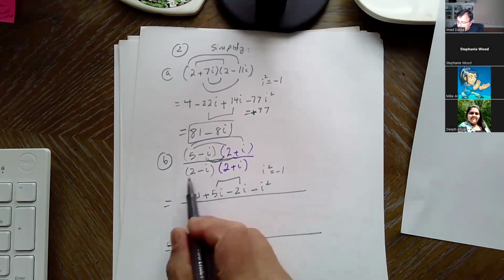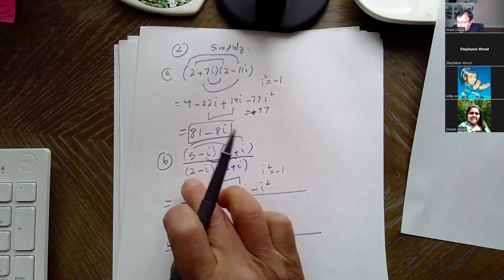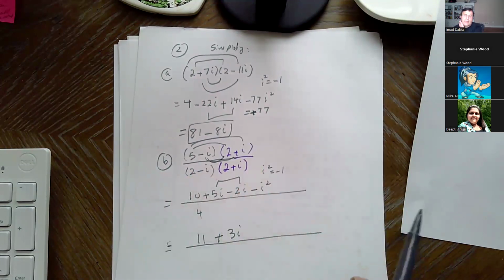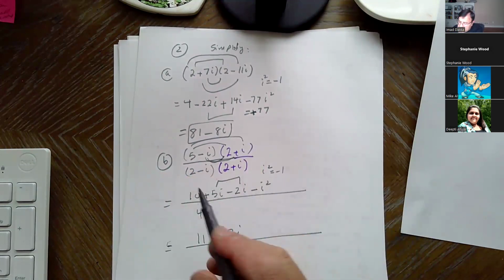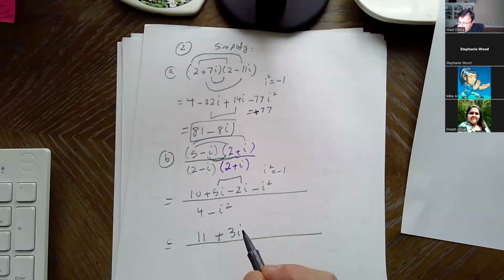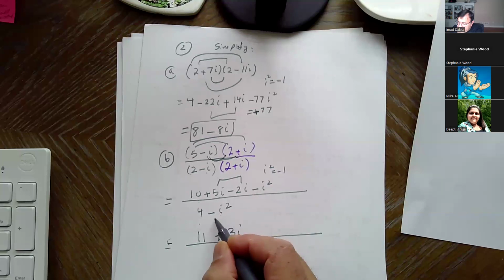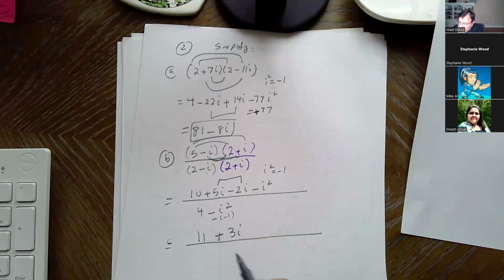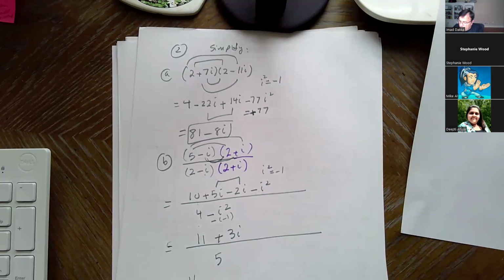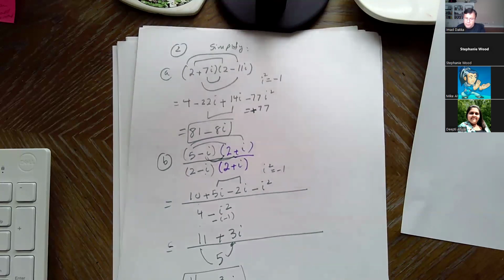If we FOIL the bottom, 2 times 2 is 4. Again, this is the difference of two squares, so we can just do first and last because inner and outer will cancel each other out. So 2 times 2 is 4. Negative i times i is negative i squared. And remember, i squared is negative 1, so that's going to be 4 plus 1, which is 5. And it's 11 over 5 plus 3 over 5i. We divide the 5 into each one of these to write it in standard form.